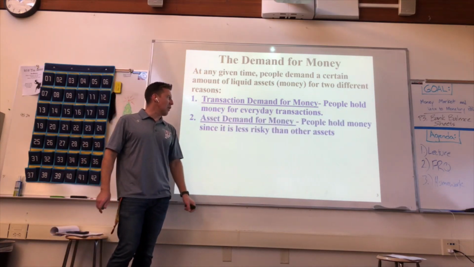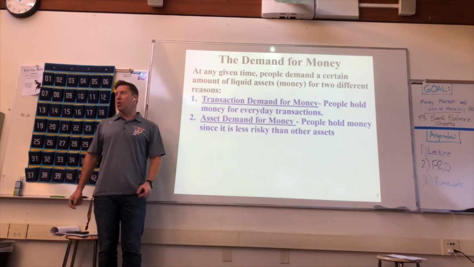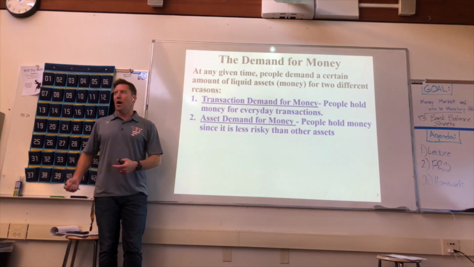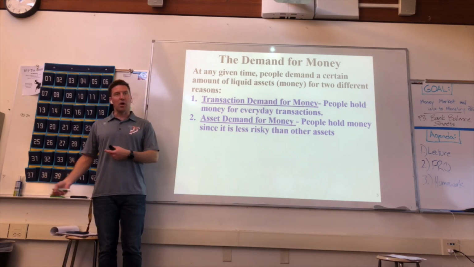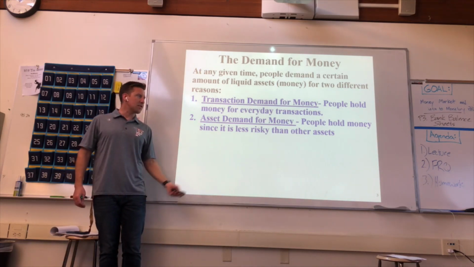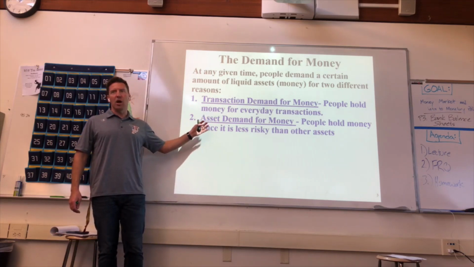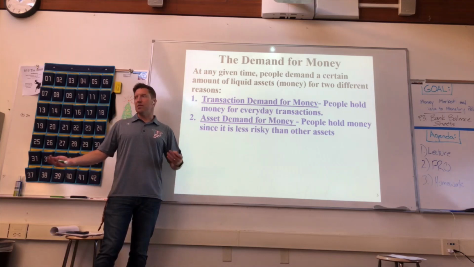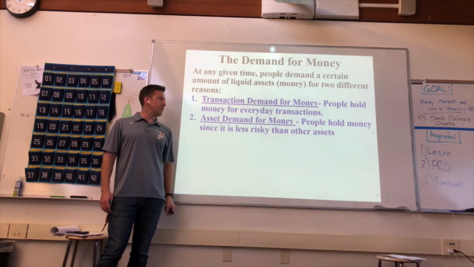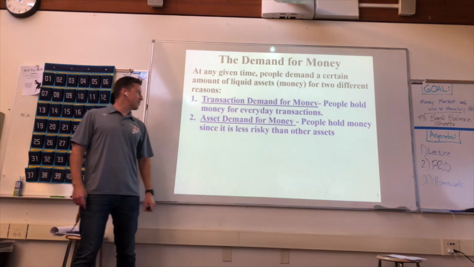We also use money as an asset. People hold money since it's less risky than other assets. If I've got some money, I can either convert it to something that's going to generate more wealth, like a stock or a bond, or I can just hold it in my pocket for a couple of days because I know I'm going to be using it again later. I know it's going to hold value, whereas if I invest it in something else, it may lose its value. So, asset.